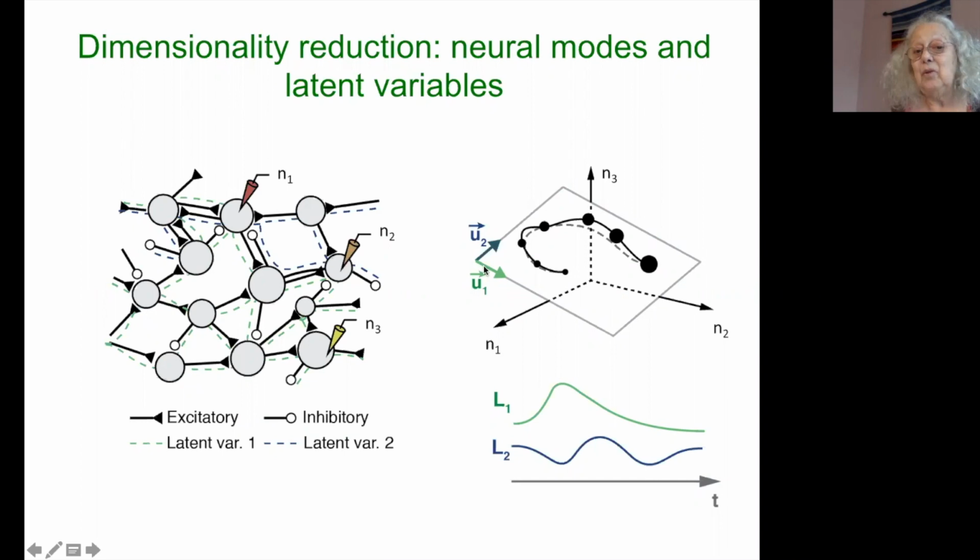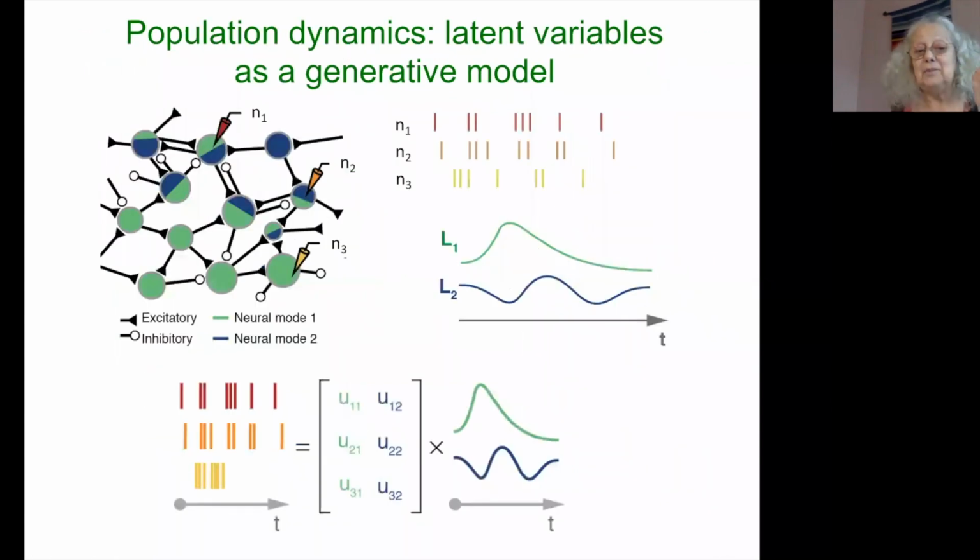And now I can use the fact that these 2 vectors are directions in the full neural space. So this is actually a 3-dimensional vector. U2 is also a 3-dimensional vector, to project back the latent activity into the neural space. So I use in that case these basis vectors as columns. This is the vector, the 3 components of the vector U1, the 3 components of the vector U2, and from the latent variables I can reconstruct the neural activity.